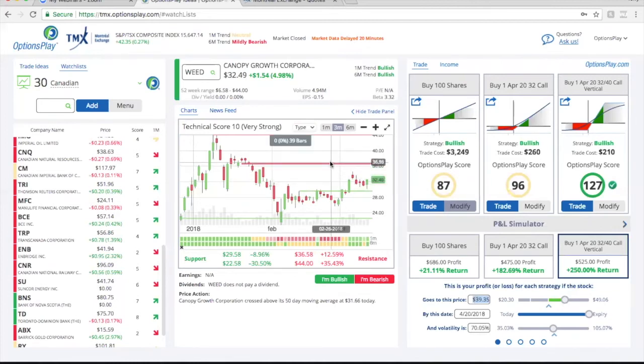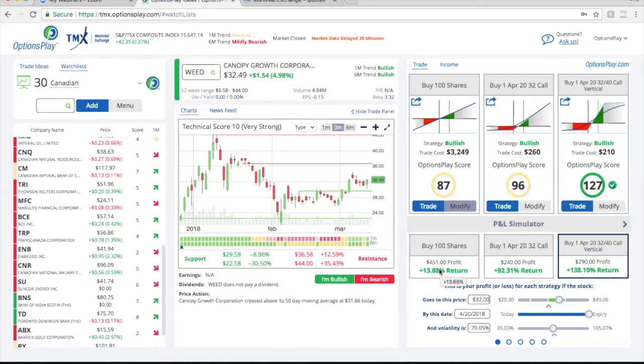So if you think the stock is going to go up to, let's say, this 37 resistance level here, you can type that in and say, I'm bullish on this stock. I think it'll hit 37 by April 20th. And what it will do is show you how each one of these strategies will perform based on your view that this stock is going to go to 37.